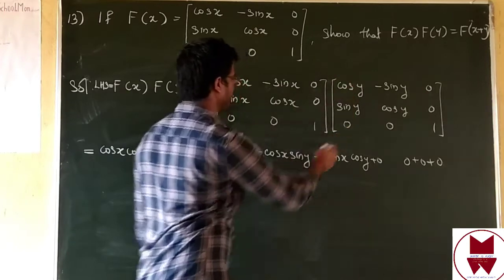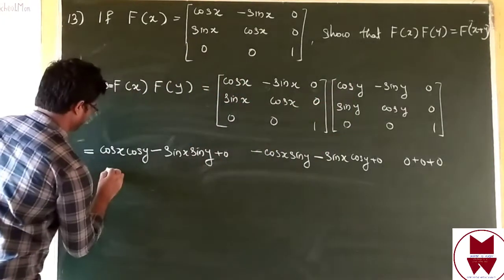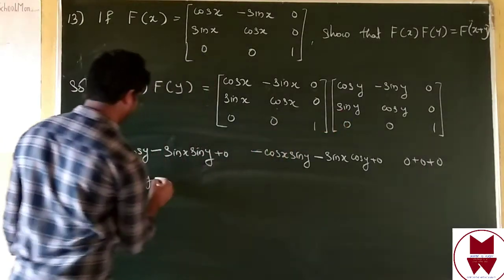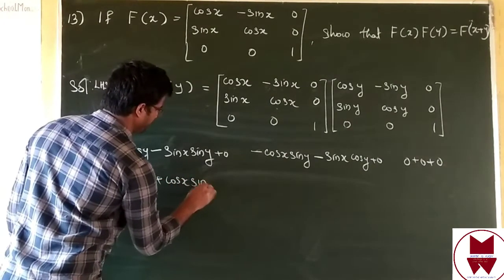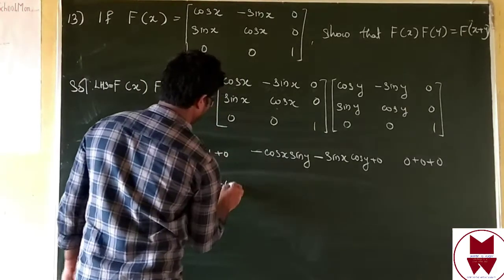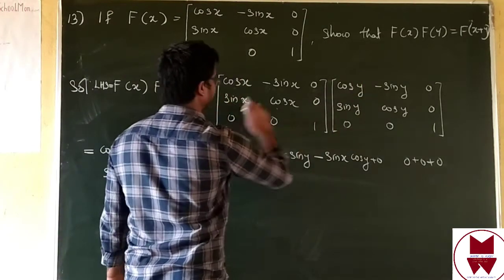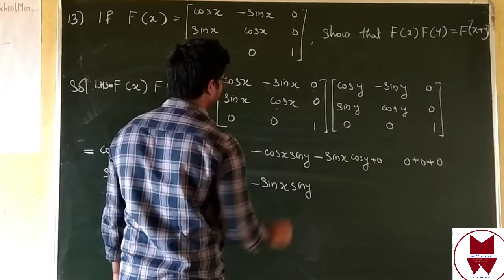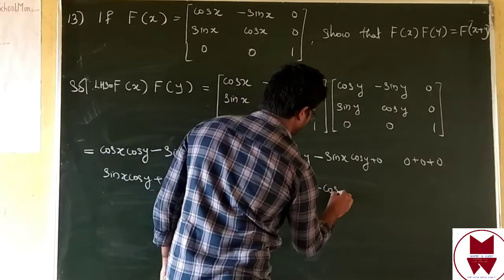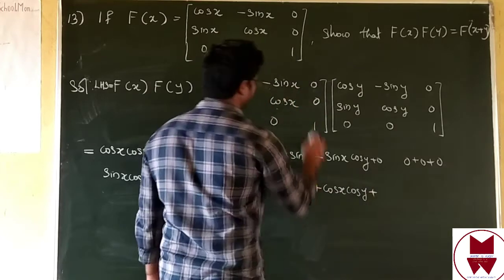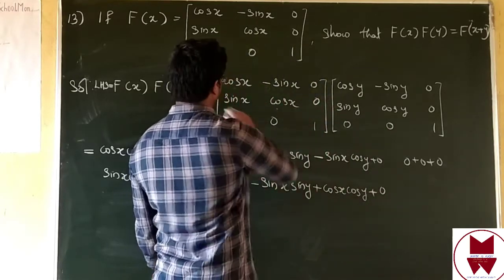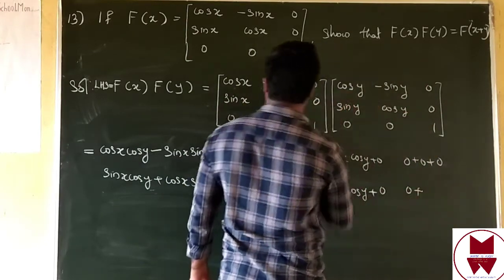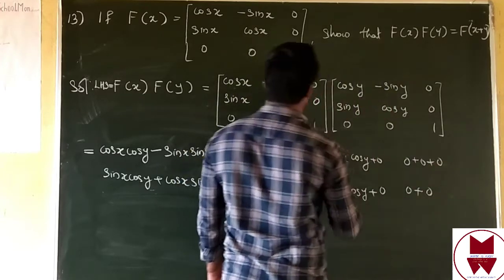Then second row, first column: sin x cos y, then cos x sin y, plus 0 into 0, 0. Then second row, second column: sin x into minus sin y, minus sin x sin y, then cos x cos y, plus 0 into 0, 0. Then second row, third column: sin x into 0, 0, and cos x into 0, 0, then 0 into 1, 0.